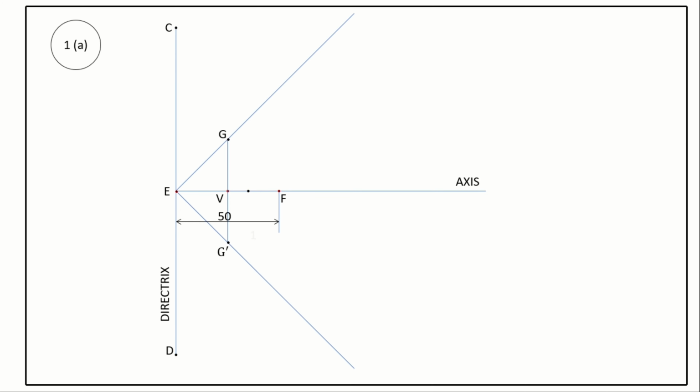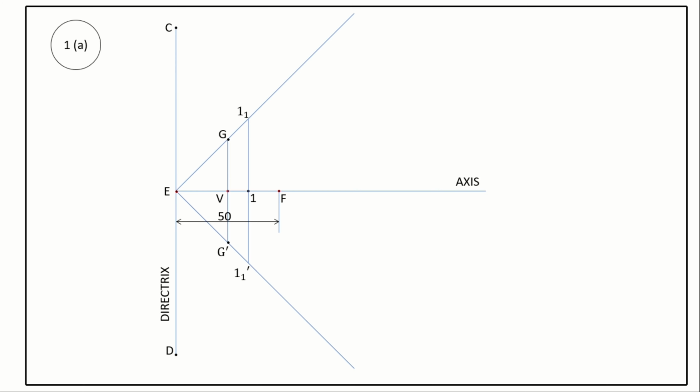Mark the point 1 on the axis towards the right side of the vertex V. The distance taken between V and 1 is equal to 10 mm. Through the point 1, draw a vertical line. It cuts the inclined line EG extension at 1 1 and EG dash extension at 1 1 dash. So the vertical line passing through 1 cuts the inclined line on the top at 1 1, in the bottom at 1 1 dash.